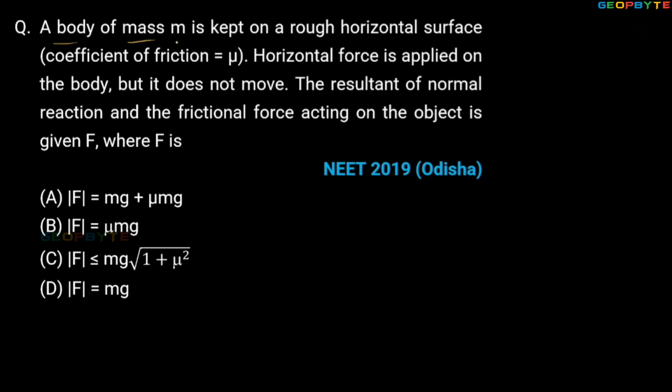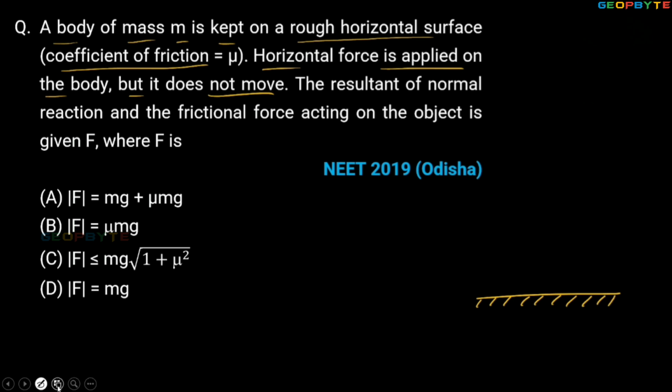A body of mass m is kept on a rough horizontal surface. Coefficient of friction is mu. A horizontal force is applied on the body, but it does not move. It is like this: there is a rough horizontal surface, and over that rough horizontal surface a body is placed. This is the body of mass m, and this is the center of gravity G. Weight is acting vertically downwards.